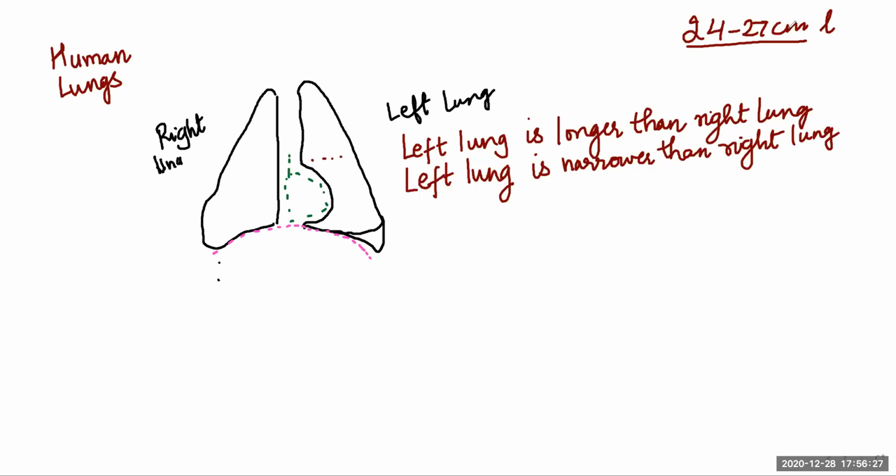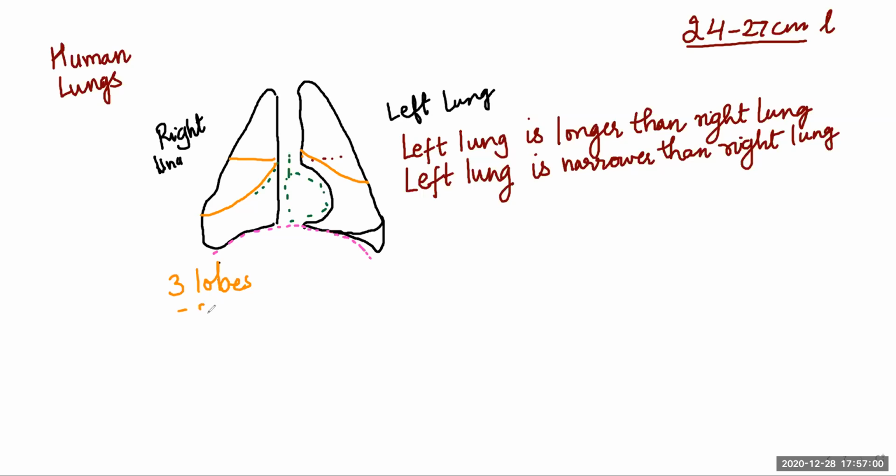Okay, now when I look at the right lung, the right lung is actually bigger and broader, so it is divided into three areas like this, one and two. So there are two fissures here, and there is one fissure here. So the right lung has three lobes.